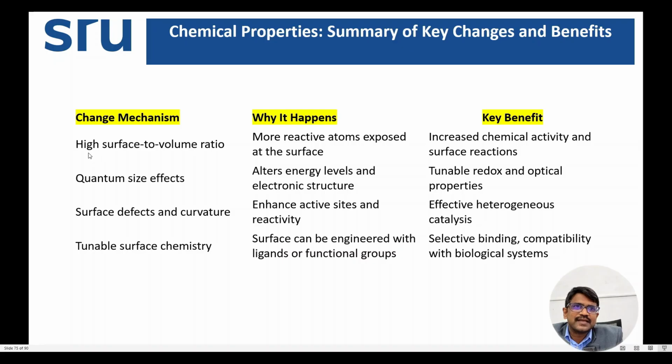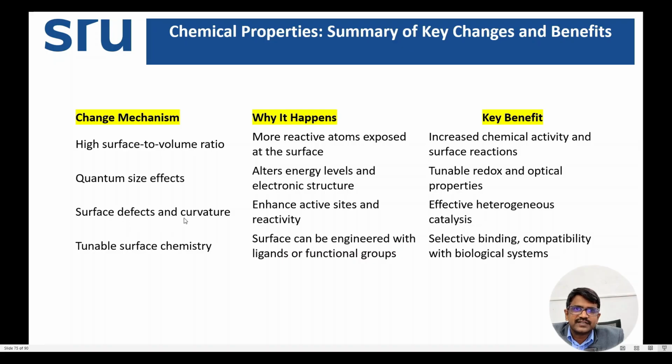So what is the main mechanism? High surface to volume ratio. Why does it happen? More reactive atoms exposed at the surface. Key benefit: increased chemical activity and surface reactions. Then quantum size effects. Quantum size effects alter energy levels and electronic structure. Key benefit: tunable redox reactions and also optical properties.